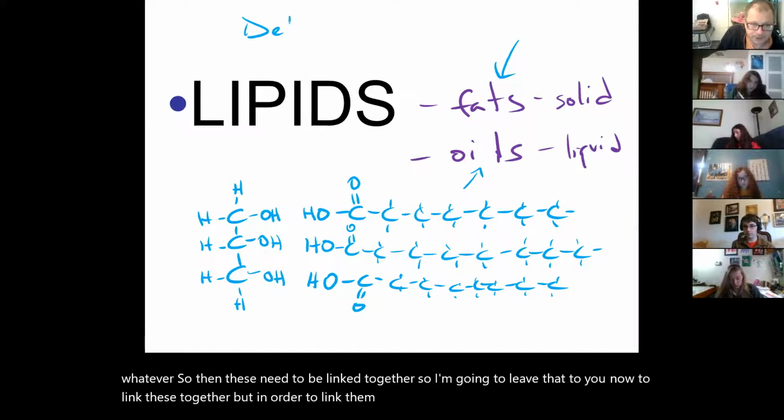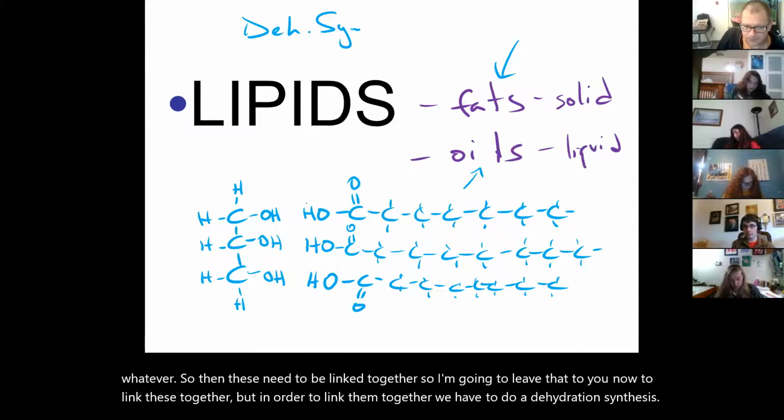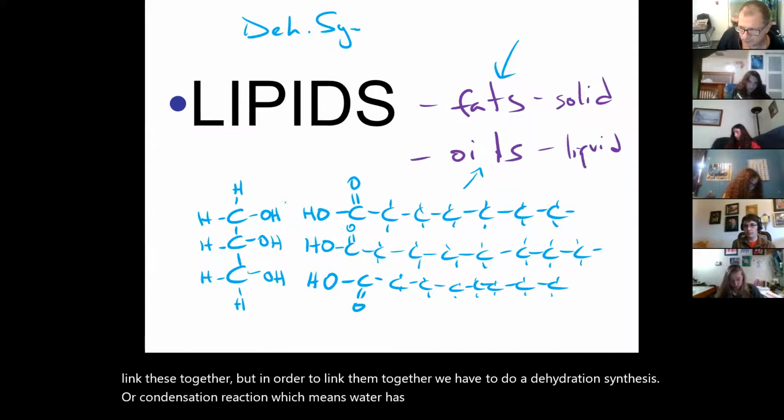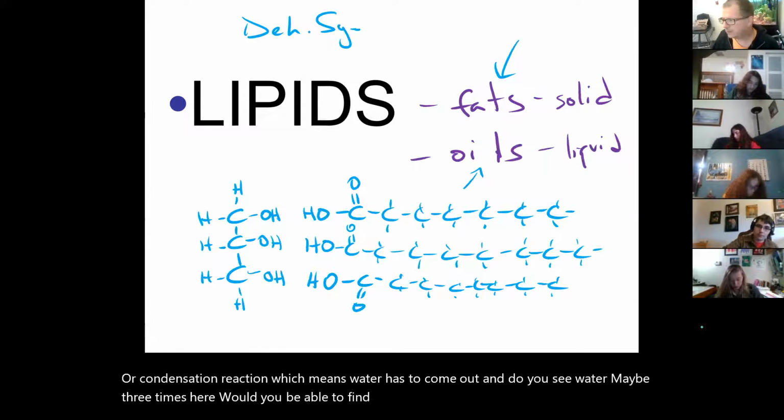we have to do dehydration synthesis or condensation reaction, which means water has to come out. And do you see water maybe 3 times here? Would you be able to find water 3 times?